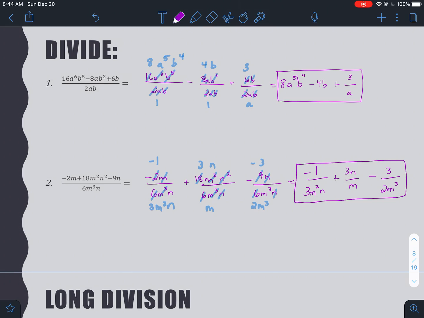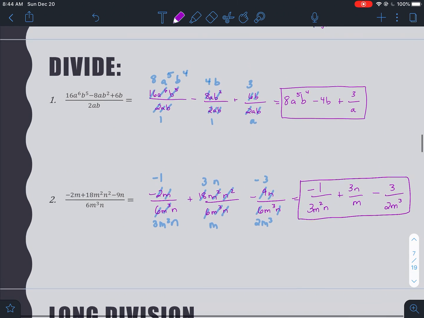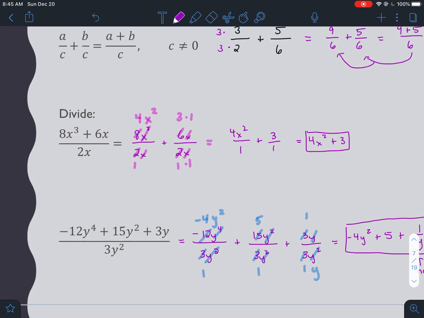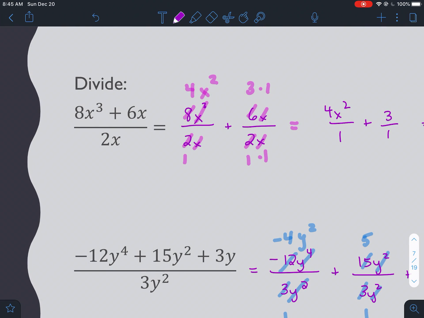All right, so that's option 1 on all of these problems. You can divide them up into 3 fractions or 2 fractions and then simplify each fraction. Option 2 is something called factoring. So let's go back to that first example.